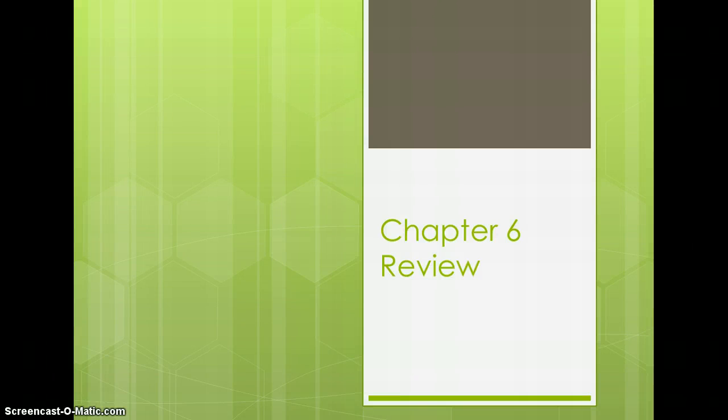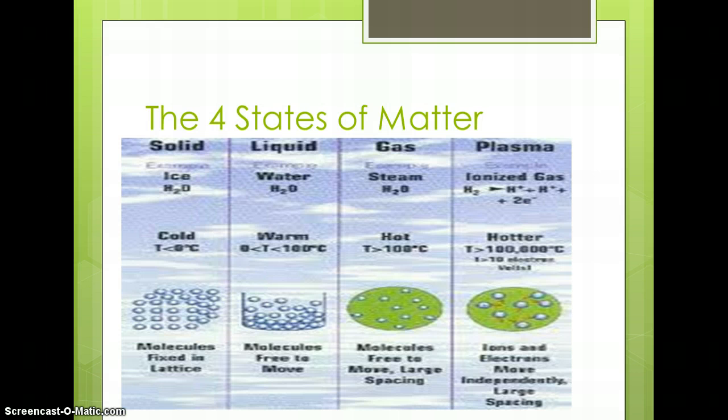Okay guys, so we're going to do a quick little review for chapter 6. Chapter 6, remember we've been doing the states of matter. So on this side you've got the 4 states of matter: solid, liquid, gas, and plasma. Your solid is matter that has fixed shape, fixed volume. The particles move slowly. They vibrate in place. They don't change position, but remember they vibrate in place. So in a solid you have fixed volume, fixed shape, and they vibrate in place. An example here for a solid is ice.